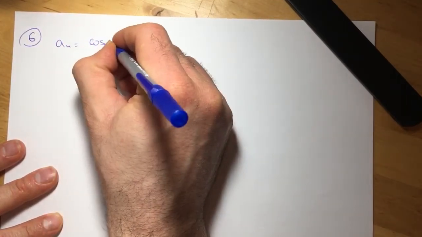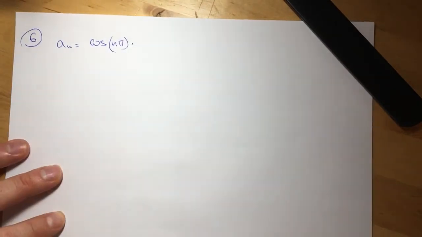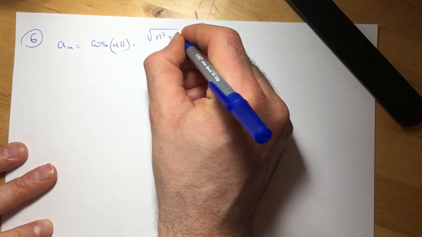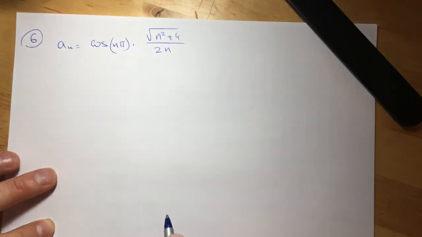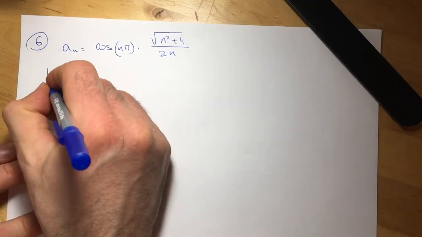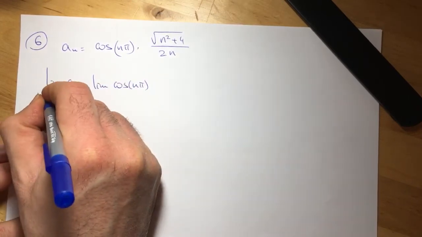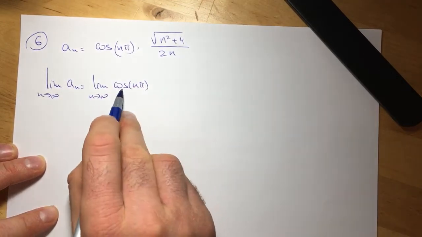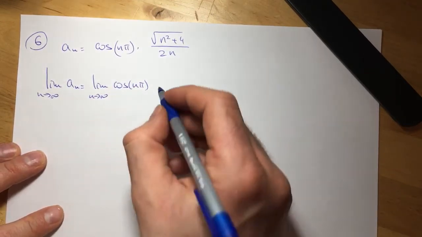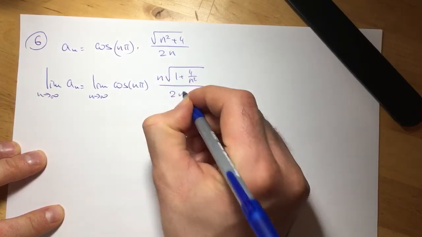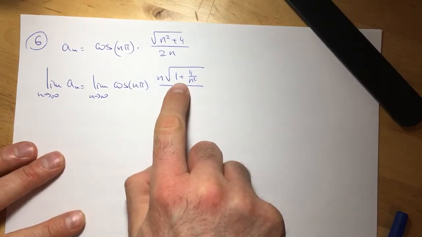So let's say, I even forgot, problem 6, a_n is equal to cosine of n pi times square root of n squared plus 4 over 2n. Now here we have to be careful a little bit. The limit of a_n is equal to the limit of cosine of n pi. As I said, get ready to start recognizing this as the alternating part. Here I have n square root of 1 plus 4 over n squared over 2n. Okay, how did I get this term right here?